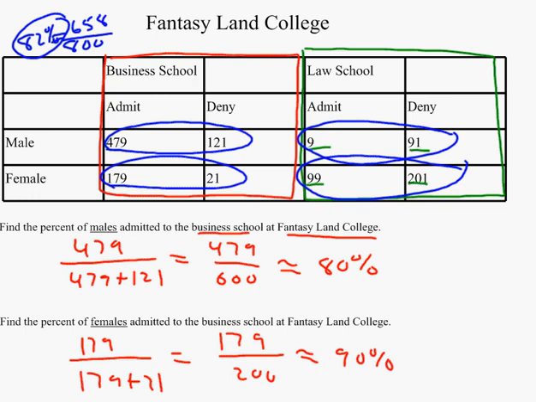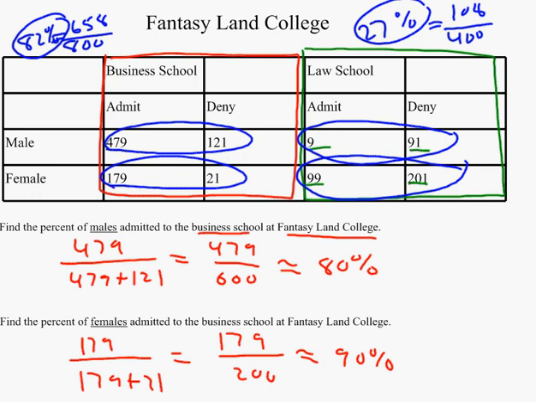Then additionally, if we add up how many people in total, like 300 females applied plus another 100 males, there's 400 people in total who applied to the law school. And then only 9 plus 99 got accepted. So if we do 9 plus 99, we get 108. If we divide that by 400, we get 27%. So the law school only has a 27% acceptance rate. So it's much harder to get into.